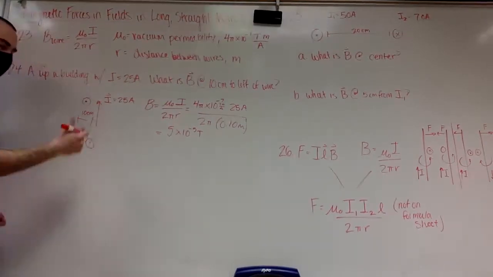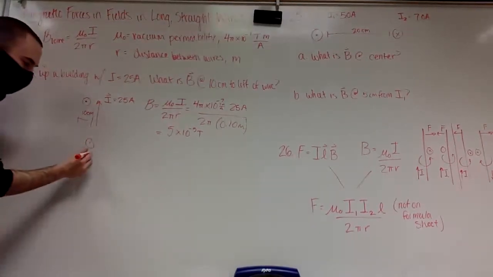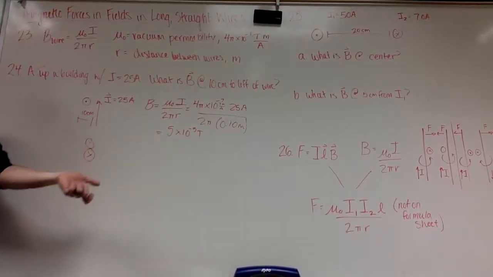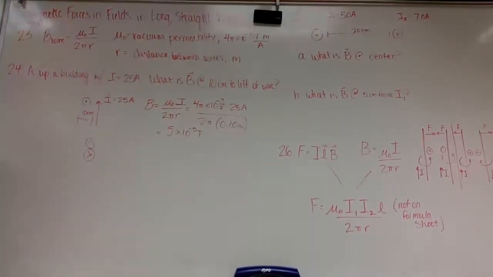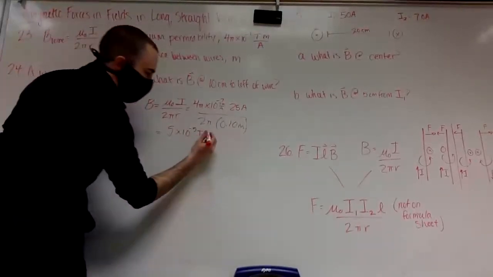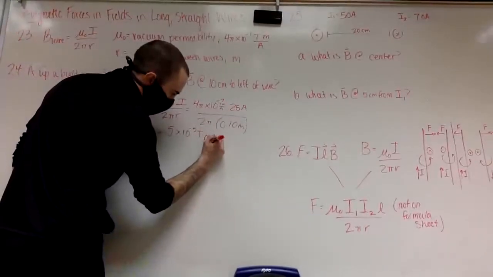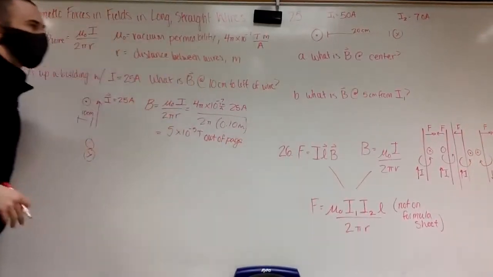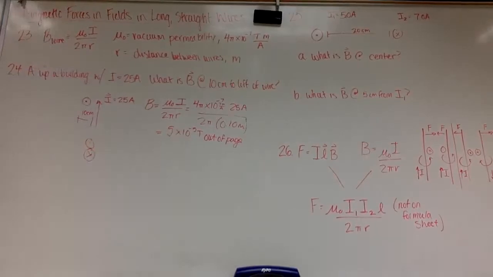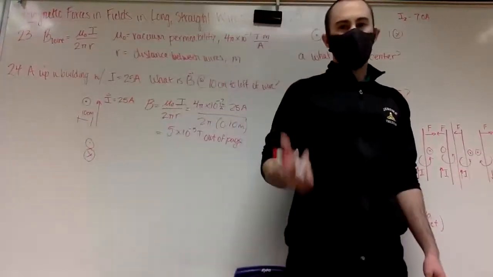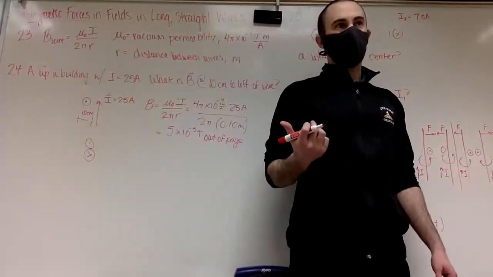Remember, dot means out. It's like the arrow's being shot at you. X means in. It's like you're looking at the back of an arrow being shot. It's the fletchings of the arrow. Cool beans? So my final answer would be 5 times 10 to the negative 5 Tesla out of page or board or whatever you happen to be writing on. Cool beans? Cool. Now, magnetic field is a vector, so you have to add them with direction.